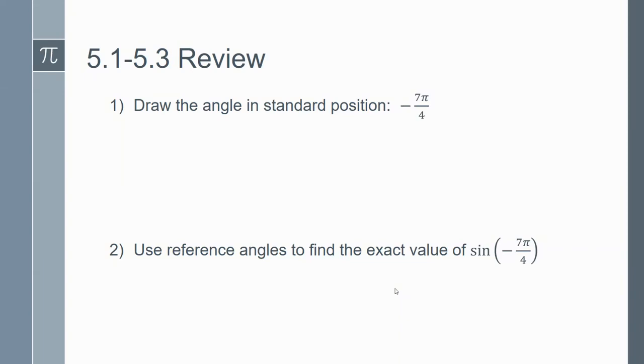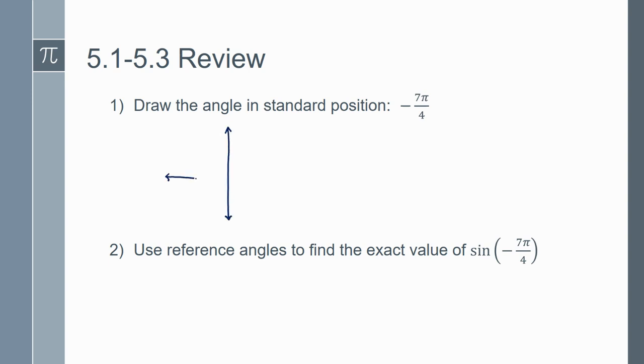Let's do some review problems over sections 5.1 through 5.3. So the first thing that I want us to practice is drawing an angle in standard position. We are looking at the angle -7 pi over 4. Remember, when you are dealing with negative angles, we want to be thinking about going in a clockwise position.